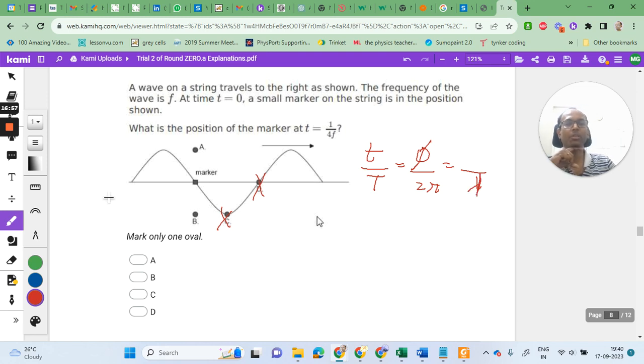So corresponding to time period, you have lambda. Corresponding to the time, it will actually travel some distance x. So now let us use this relation to answer the question. So what is the position of the marker?